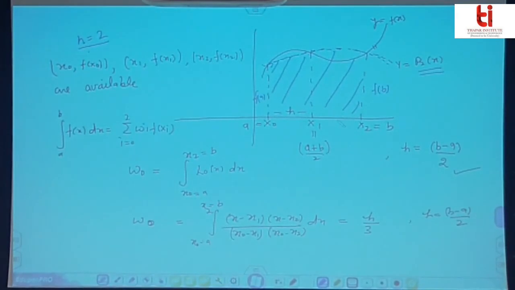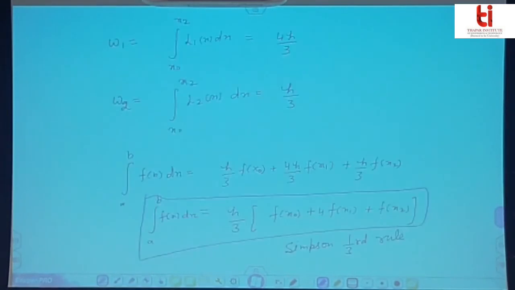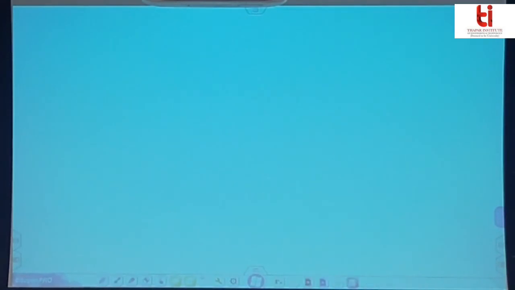Okay, so the continuous form of the integration is written in terms of the discrete form. The left hand side is representing the integration of the function f(x) from a to b, that is the continuous form, and we are writing this integration as equivalent to the summation of f(x0), f(x1), f(x2) multiplied by some constants. That is the discrete form. So this form is equivalent to this form. Okay, now let's do some examples.